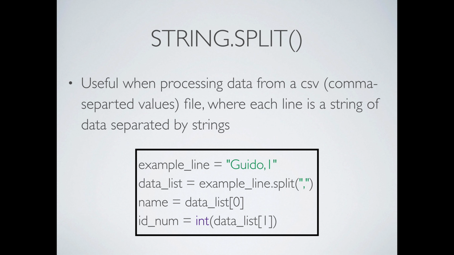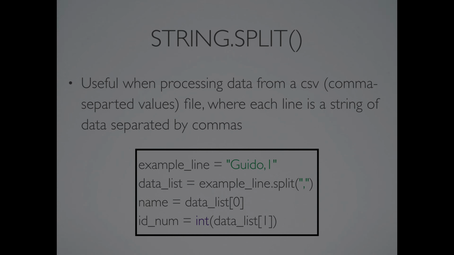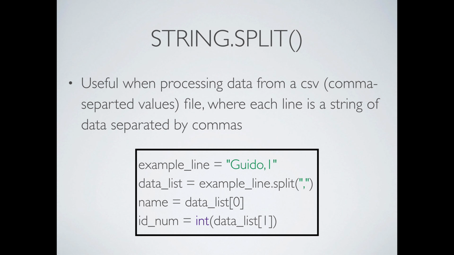Alright, so this is going to be extremely useful when you are processing data from a comma-separated value file. Each line in those files is going to be a string that has data separated by commas. This is a typo on the slide. It should be separated by commas, not strings. Let me fix that right now. Live fix. You can see me at work. Separated by commas. Yay. Okay. So it's going to be very useful when you want to separate data from comma separated value files where each line is a string of data separated by commas.